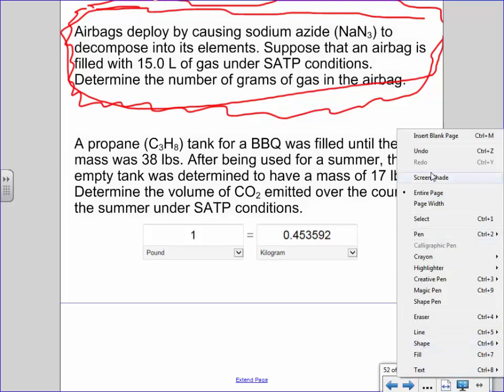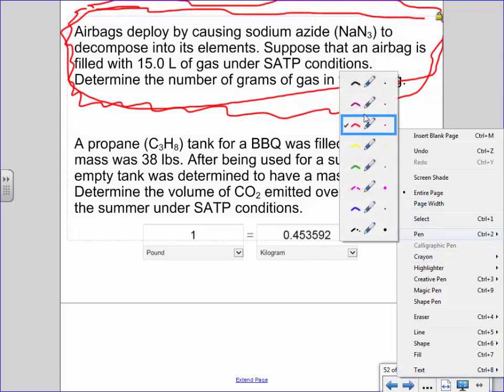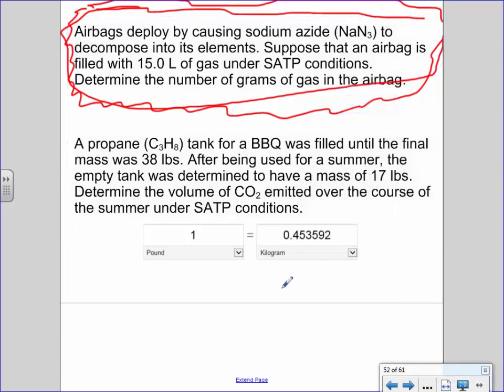I'll have to write it down below here. So here's how I'd go about solving this one. It's very similar to the last one. I would start by writing an equation. NaN3, I believe, comes in a solid format. You're going to decompose it into its elements, which is going to be Na, sodium, and nitrogen, but nitrogen is diatomic.